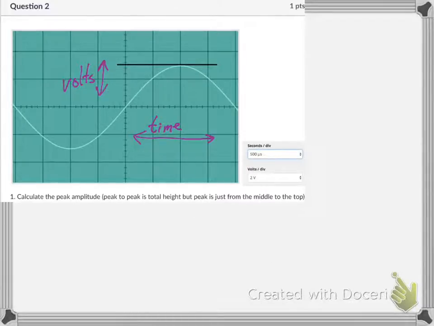The other thing we need to remember is divisions. Okay, divisions are these squares. So for example, this right here is a division, one division vertically and one division horizontally. So you can think of a square as a division. Okay? So let's first of all find the peak amplitude, which is just called the peak voltage.